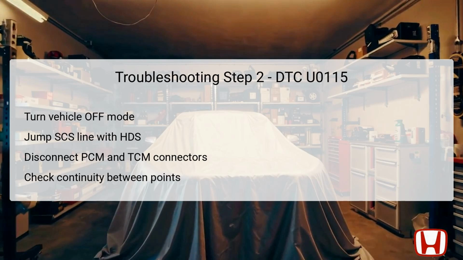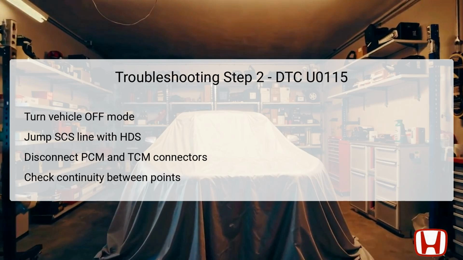Next, proceed to disconnect the PCM connector A and the TCM connector. With the PCM and TCM disconnected, check continuity between specific test points: the PCM connector A, 51P, pin 9, and the TCM connector, 58P, pin 34, using a multimeter. This step is essential in verifying the integrity of the FCAN-AH wire, which is responsible for essential communication.